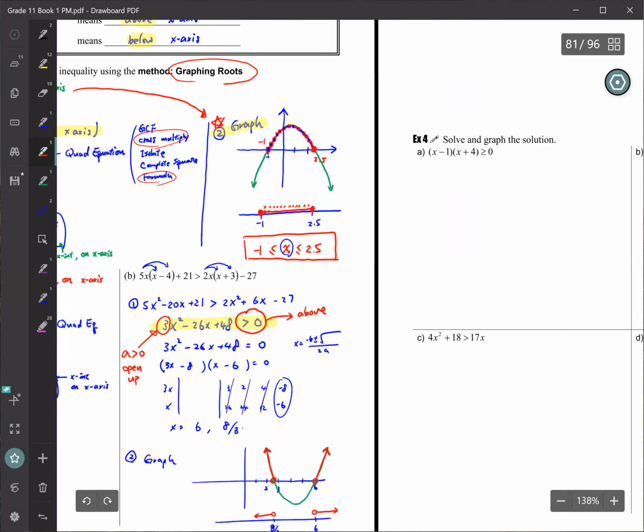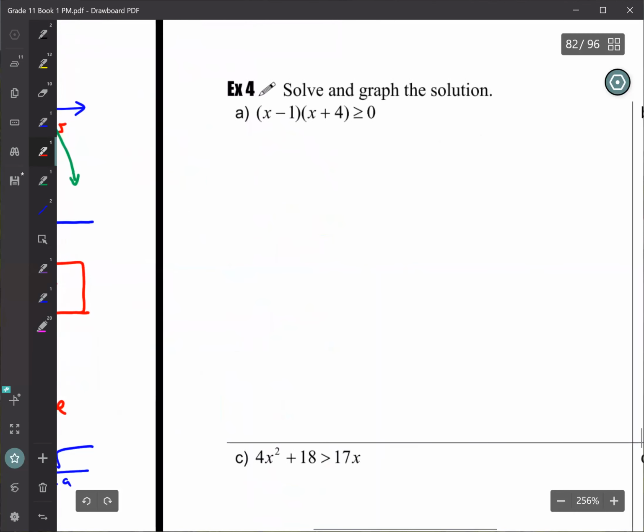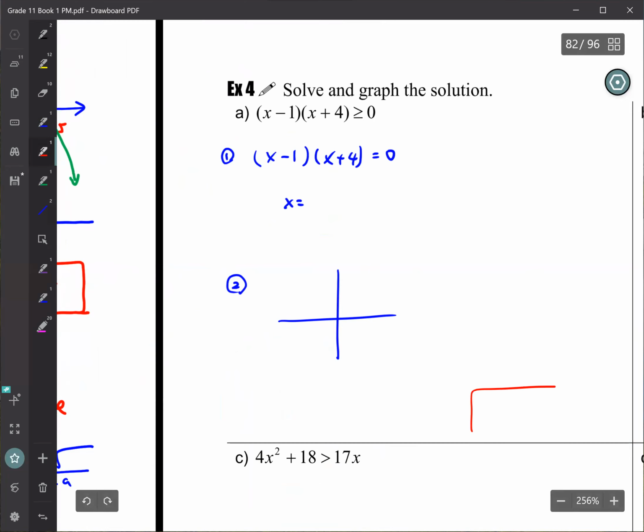4A is easier because they already factor for you, okay? So you save a lot of time doing the factoring. So just go straight to find x-intercept. It's already factored, okay? Find x-intercept and then get the graph, okay? And then write the answer. So once you got the final answer, you can raise your hand or check, all right?